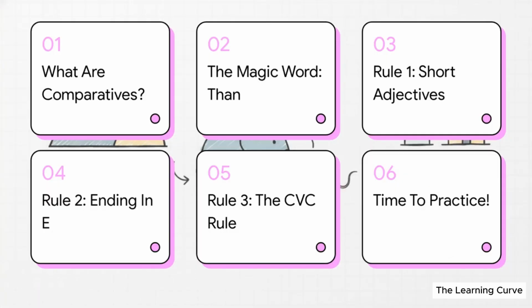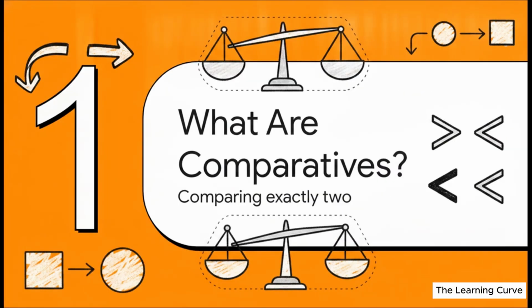Here's a really quick roadmap for our explainer today. We're going to start by defining what a comparative actually is, look at the magic word that glues it all together, tackle our 3 core rules for short adjectives, and finally, put your new skills to the test. Okay, moving right into section 1.